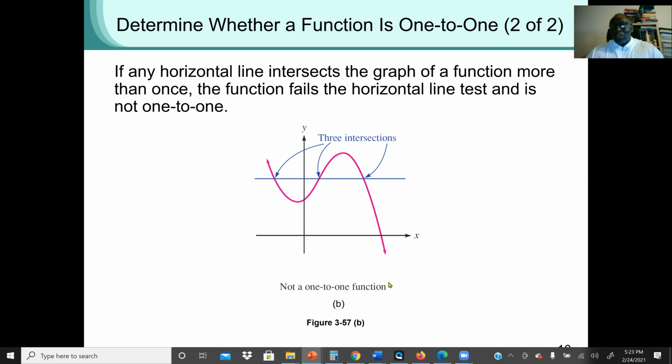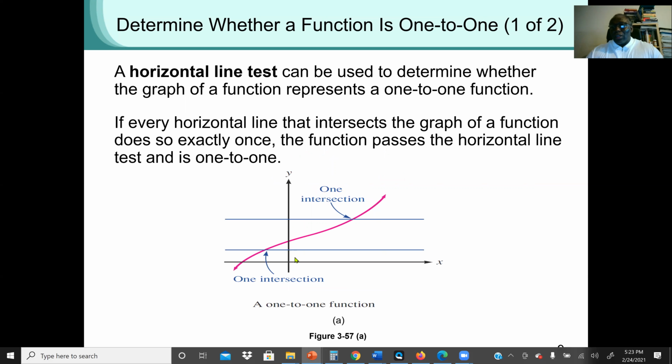We can go back once. This is one-to-one. Why? Because we used the horizontal line to test. The intersection is only once for each horizontal line. This means every x generates only one output, a different output. Each x value generates a different output.